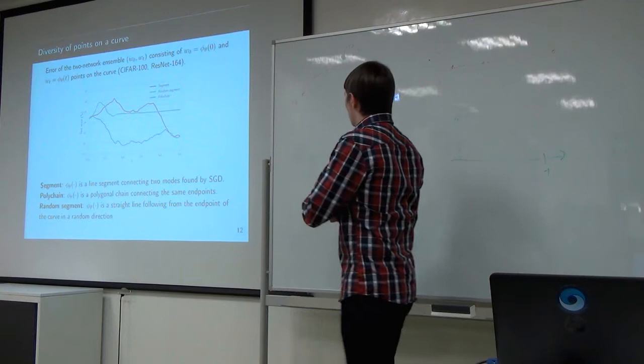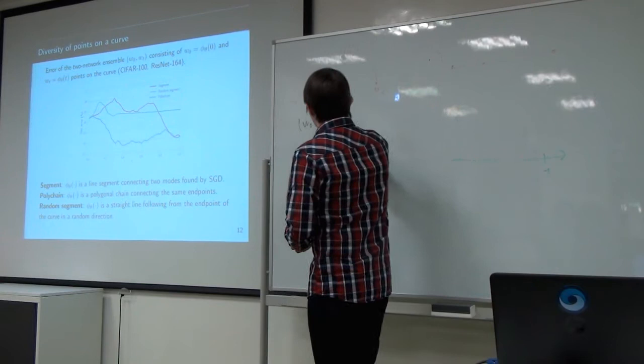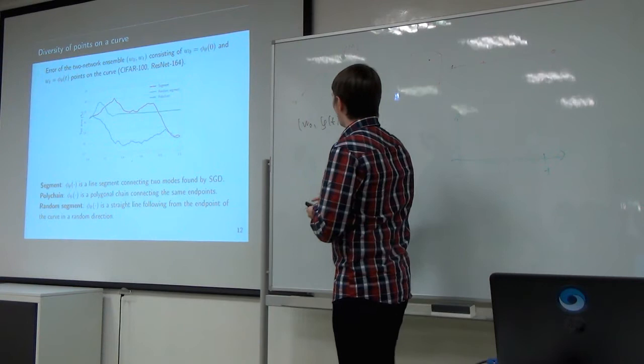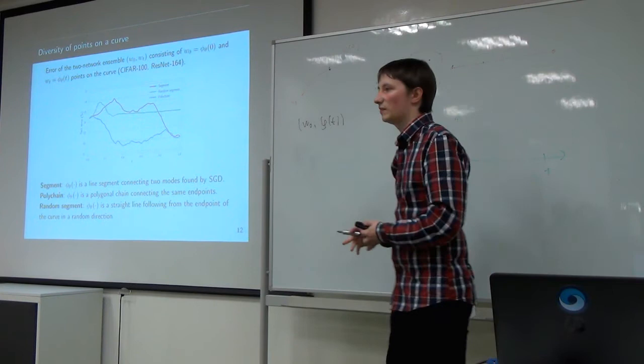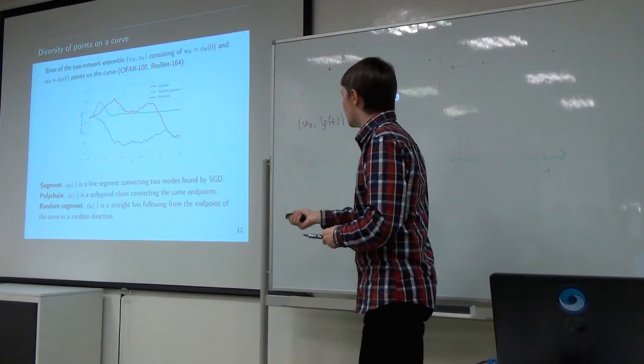We consider the following ensembles. An ensemble consists of two networks. The first network is the endpoint, just W0, and the second network is phi of t, an arbitrary point on the curve. And on the plot, we plot the error of such an ensemble as a function of t.